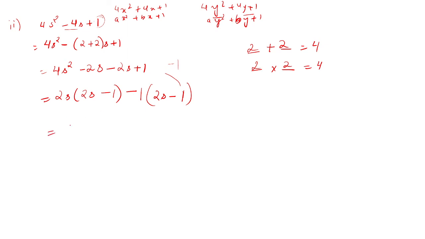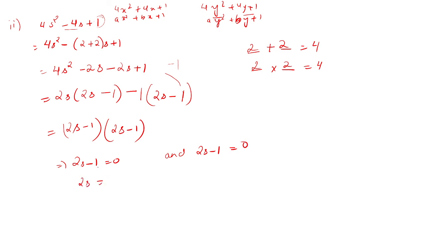So what is common between these two terms? 2s minus 1 is common, so take that out. So if you take 2s minus 1 from here, you're left with 2s minus 1. Clear? So the zeros are going to be 2s minus 1 equal to 0, and 2s minus 1 equal to 0. So 2s equal to, you take 1 to the other side, so since there's a minus between them, it will become plus, s equal to 1 by 2. Now, we already know what alpha is, 1 by 2. We already know what beta is, 1 by 2. So all that's left is to verify.